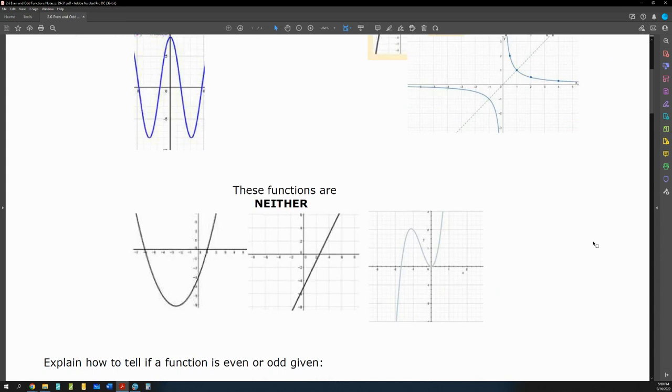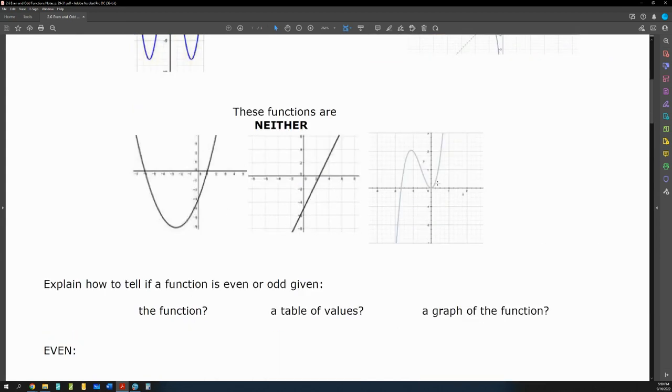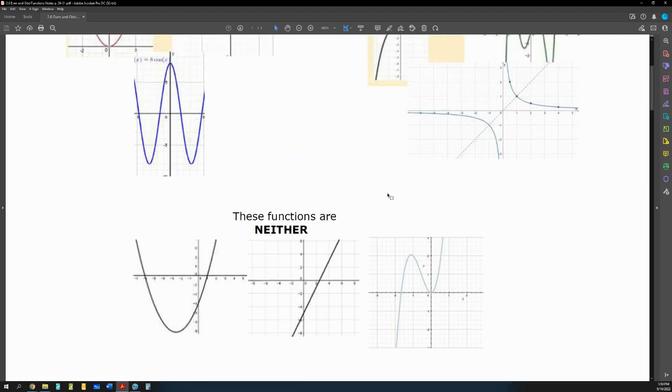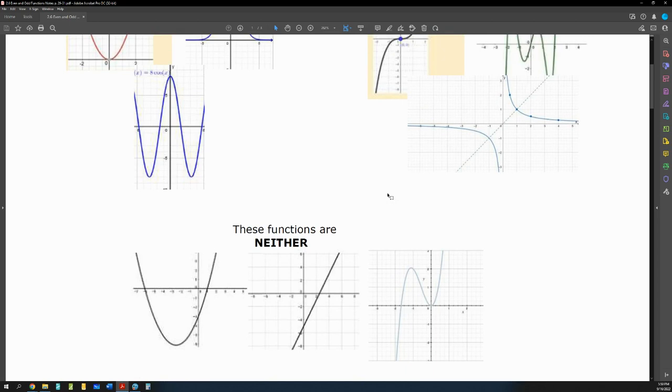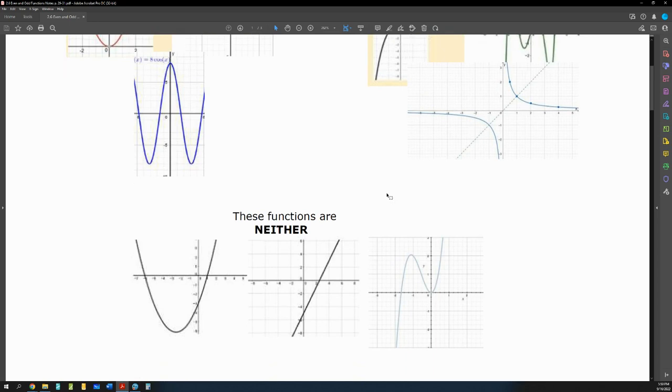And finally, if you scroll down, here are three graphs that are neither even nor odd. So what do these three graphs not have that either even or odd has? So we're going to generalize these things.